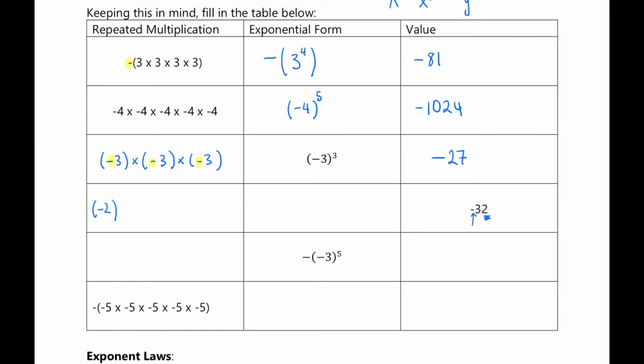Alright, so we'll try once more, divided by negative 2, which is negative 8. And then we're going to do once more, divided by negative 2. That's 4.